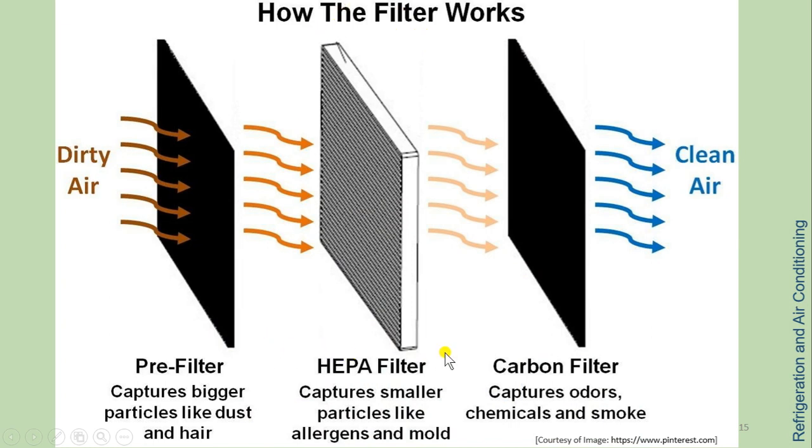So here are 3 types of filters: pre filter, HEPA filter and carbon filter. Pre filter captures bigger particles like dust and hair. HEPA filter captures smaller particles like allergens and mold. And carbon filter captures odors, chemicals and smoke. Thus, dirty air passing through this filter is converted into clean air.